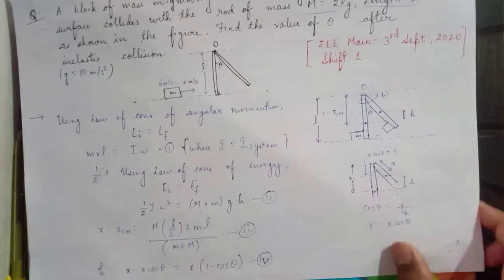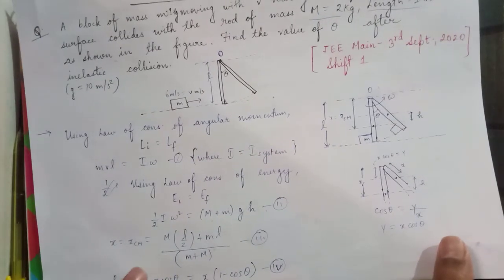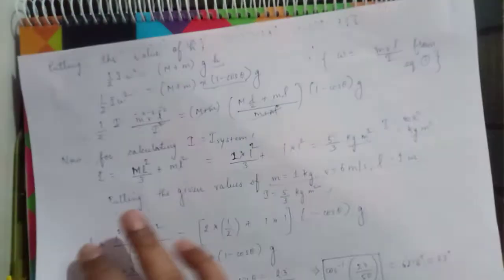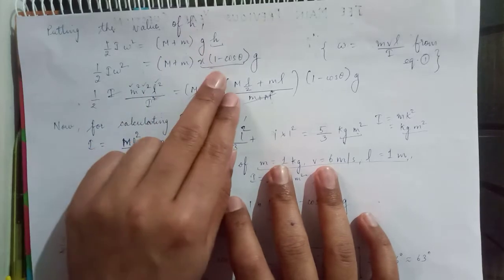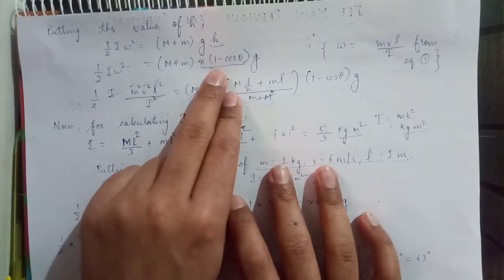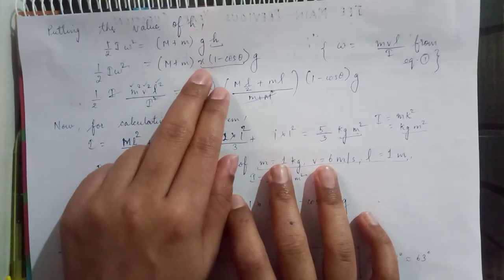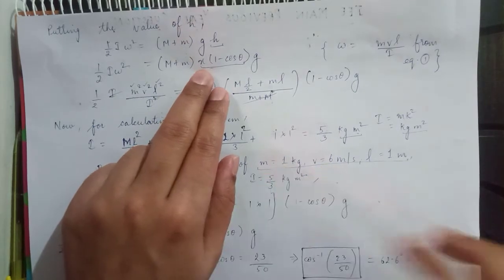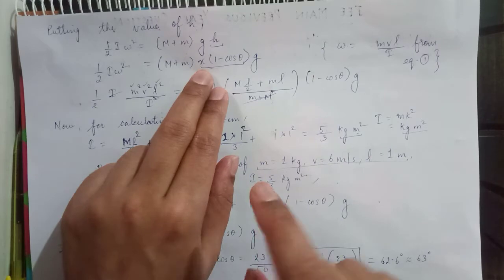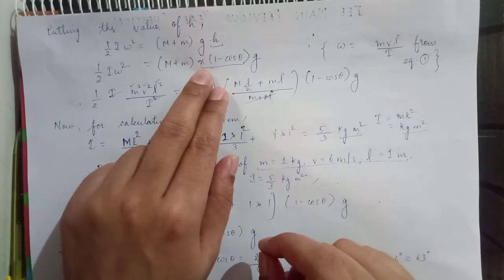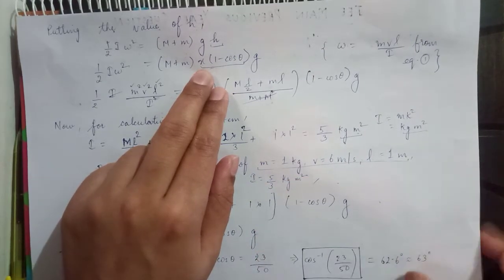And after we put the value of small h in the equation of energy, we will get it like this. Okay, and if we put the value of small x, what was small x? Small x was the distance of the center of mass of the combined system from the point of rotation.